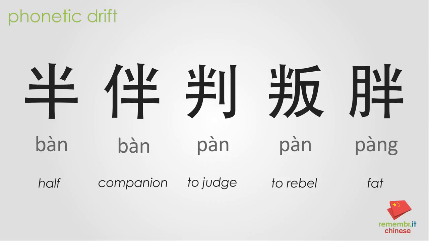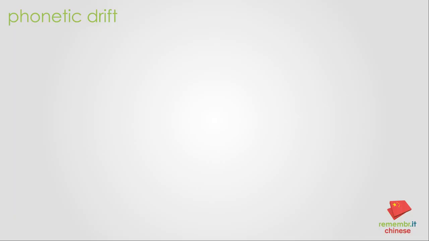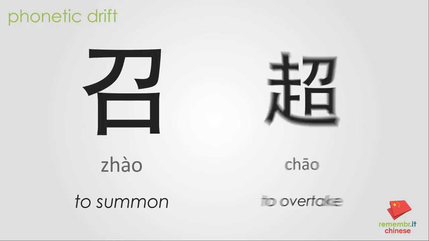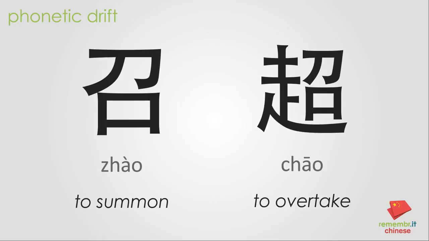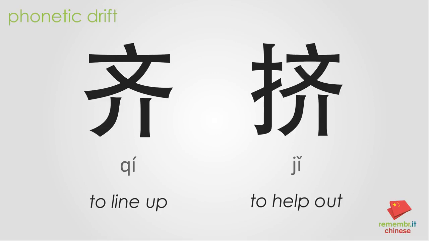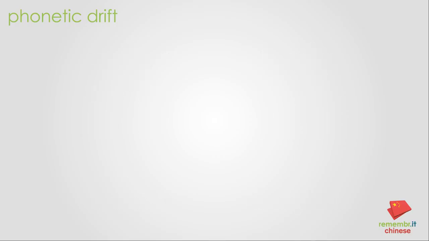Phonetic drift mostly occurs between similarly sounding initials. For example, the Z and C sounds here in 足 and 醋, the ZH and CH sounds here in 照 and 超, and the Q and J sounds here in 起 and 几. You'll probably recognize these as the sounds you had most difficulty distinguishing when you first started to learn Chinese.